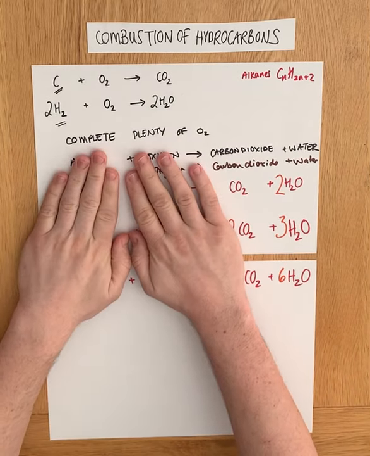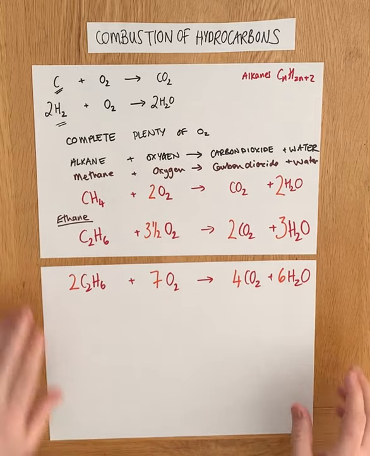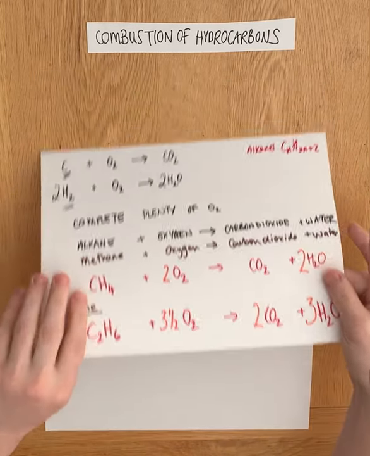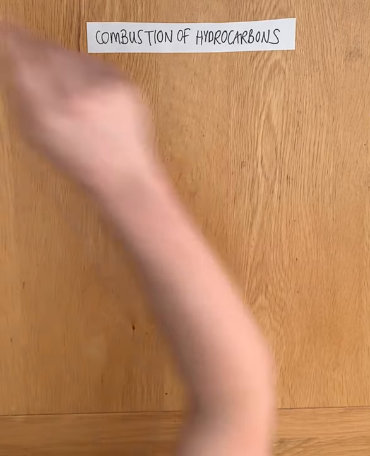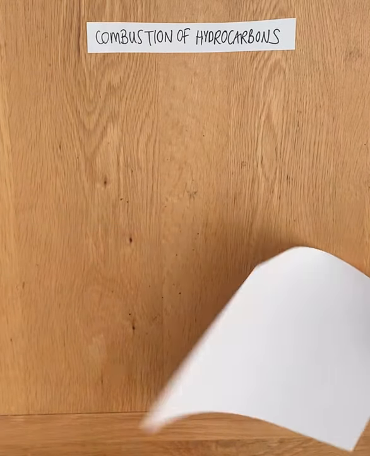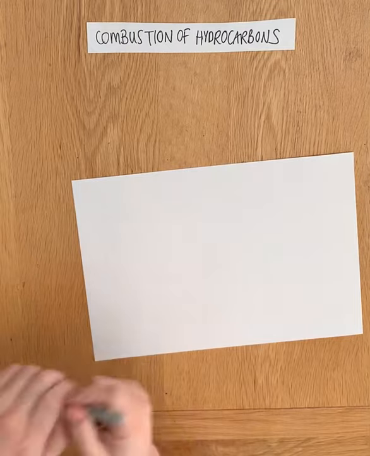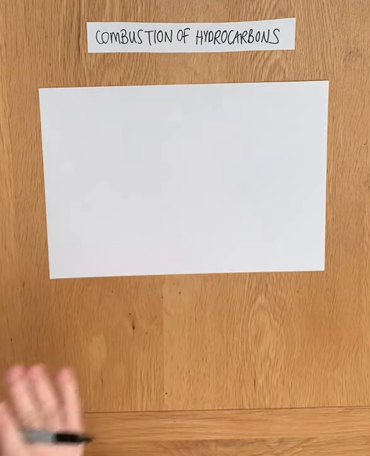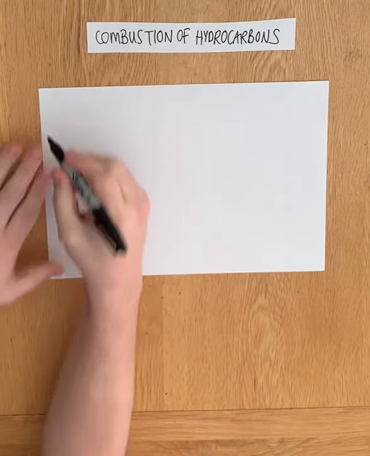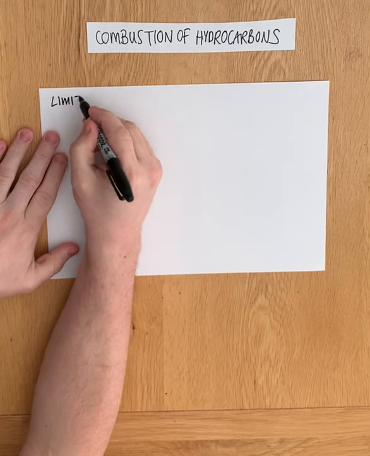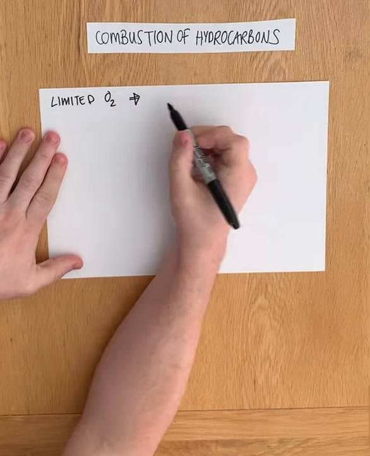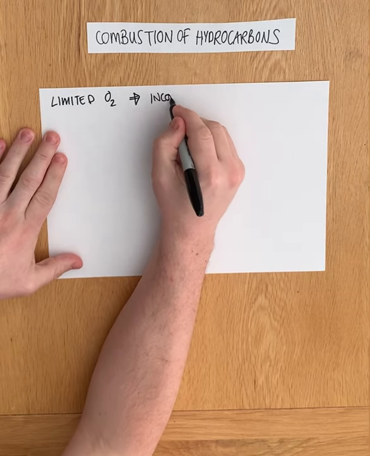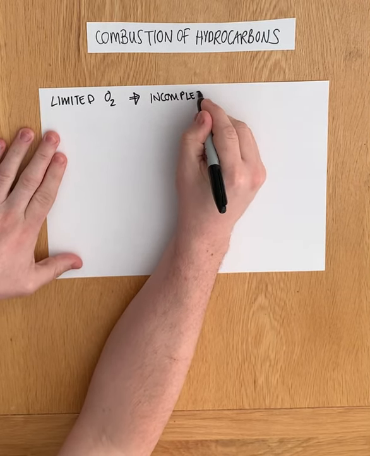Sometimes we don't have a plentiful supply of oxygen. Instead, we may have a limited supply of oxygen. If we have a limited supply of oxygen, a different type of combustion will take place. So limited oxygen will lead to incomplete combustion.